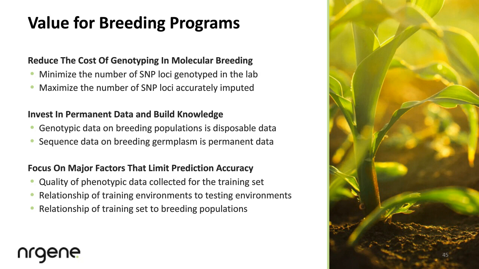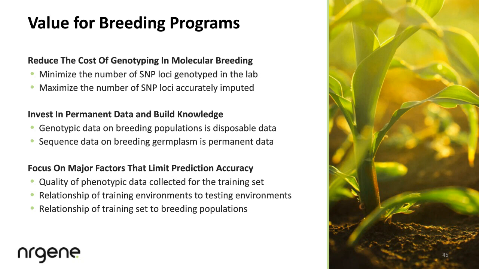Another factor here, which is important, is that when we think about genotypic data and our allocation of limited resources in a breeding program, we gain a lot of flexibility in where resources can be applied. So one place they can be applied is in sequencing the breeding germplasm, and that sequence data on breeding germplasm is permanent and can be leveraged for many different purposes, as opposed to the genotypic data on breeding populations, which is basically just used once and is mostly discarded as selection decisions are made.